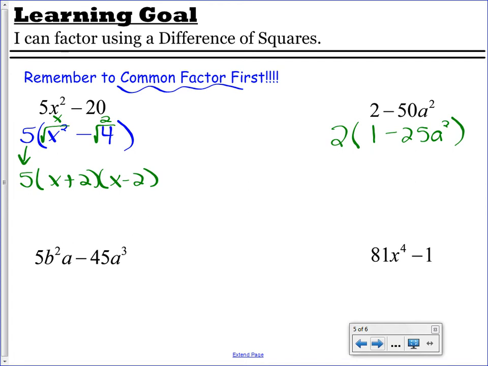Nick McDonald, help me out. Very good. So again, what he did was he took the square root of 1, which gives you 1, the square root of 25a squared, which gives you 5a.